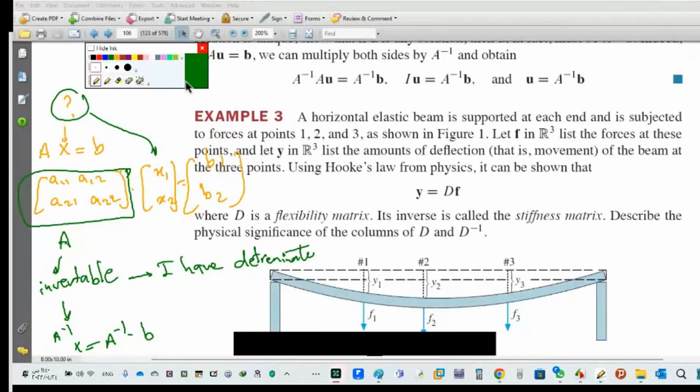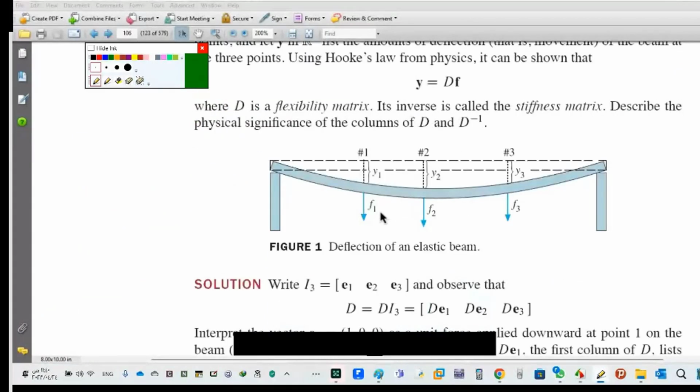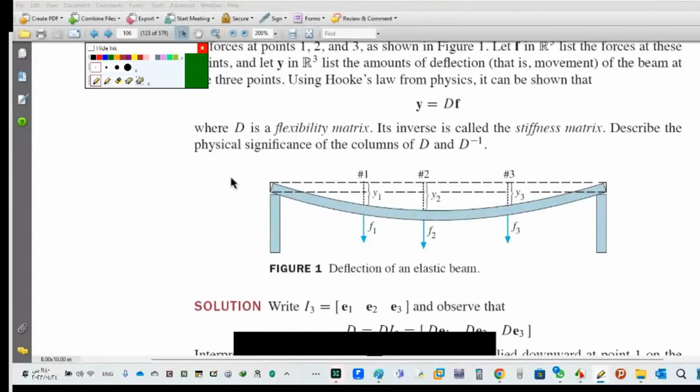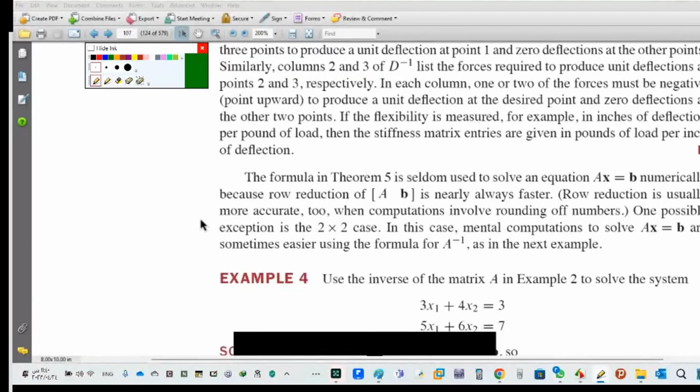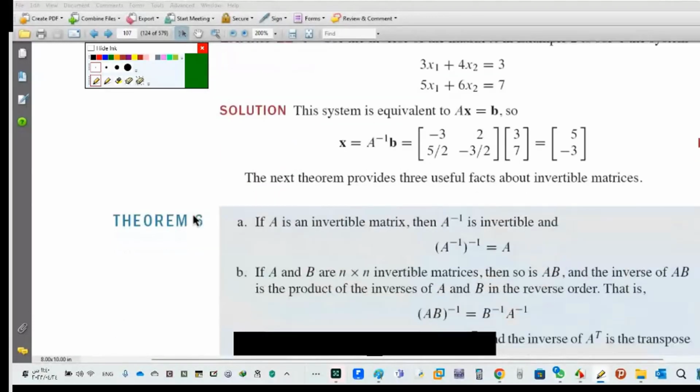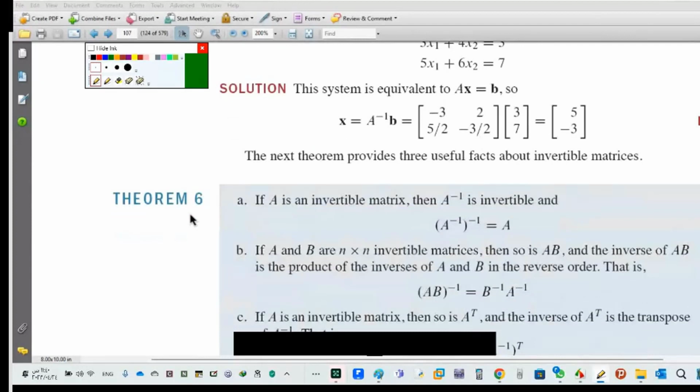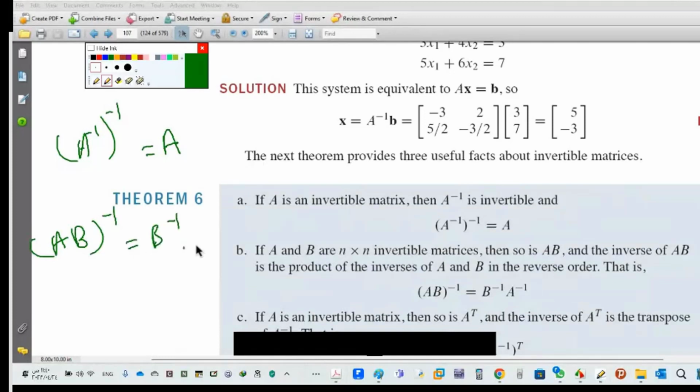Now, here we have many examples. For example, this is for civil engineering, how we can use this for an elastic beam, and how we can use this for circuit theory or many things. Now, I have some theorems about the inverse. A minus 1 minus 1 is A. The inverse of AB is B minus 1, A minus 1.